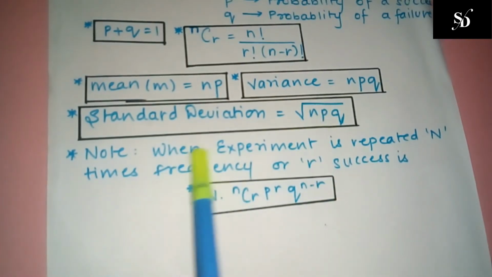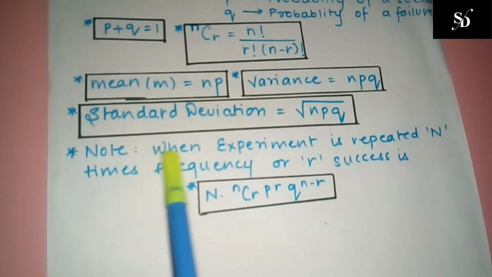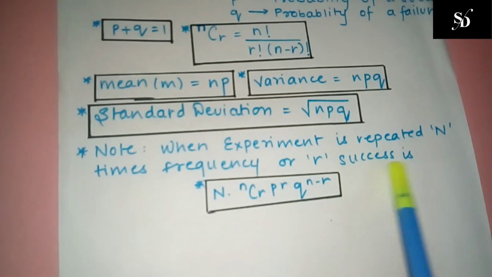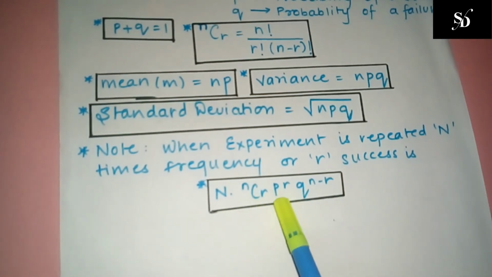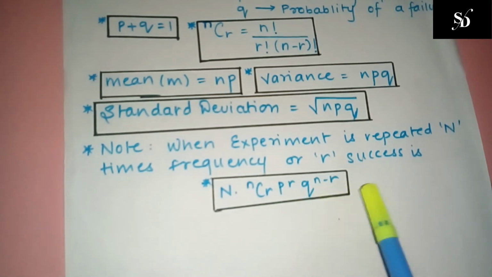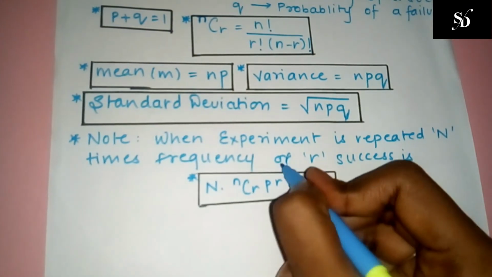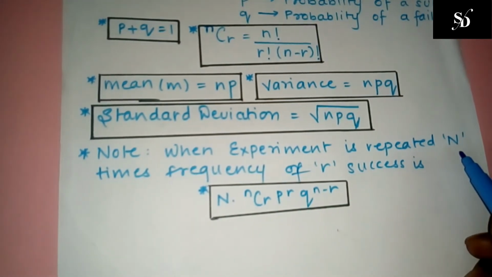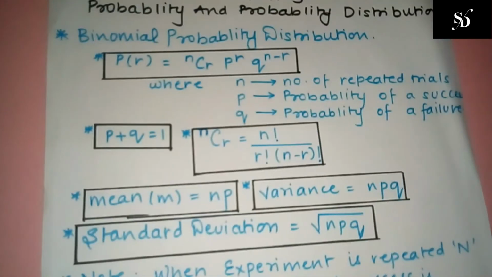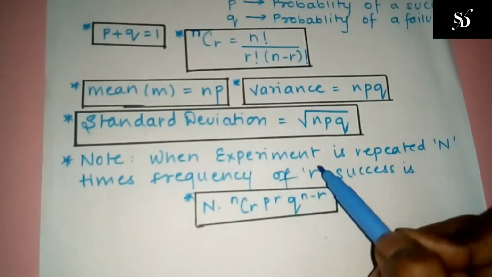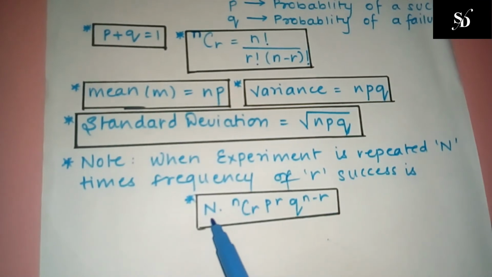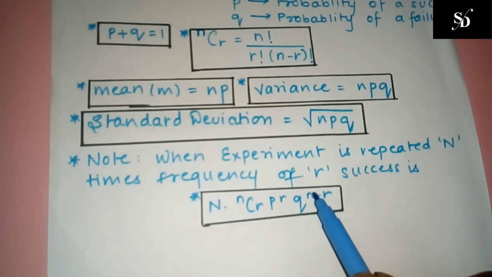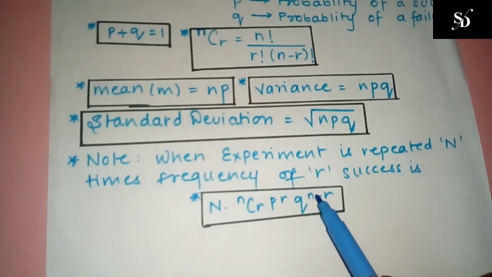At times we have a note which is very important. When the experiment is repeated N times, the frequency of R successes is N into NCR into P raised to R into Q raised to N minus R. So when we have the experiment repeated N number of times, this is the formula for binomial probability distribution, multiplied by N. That is, we just have to put N in front of the entire formula. Over here we conclude with the formulas.